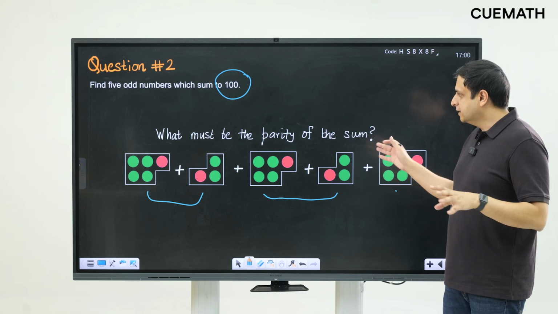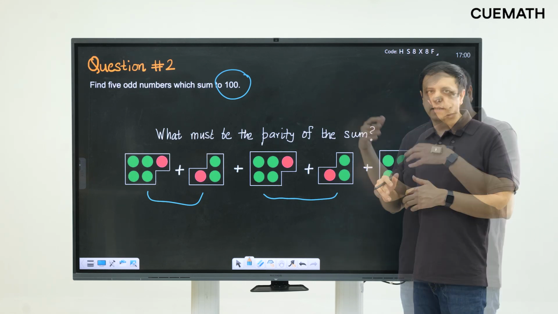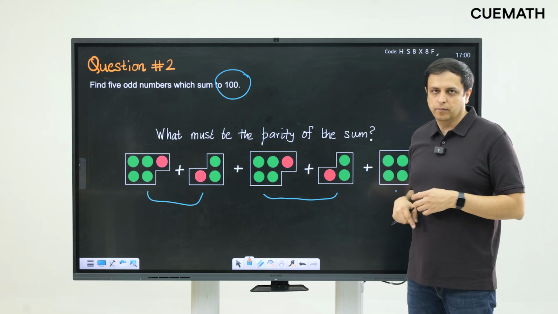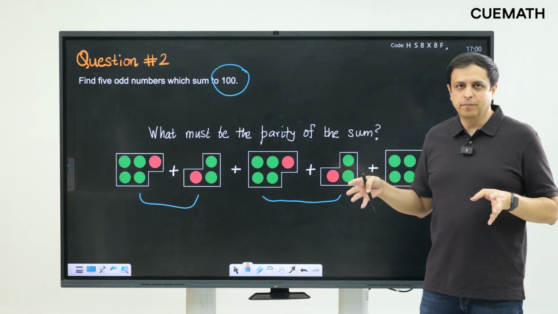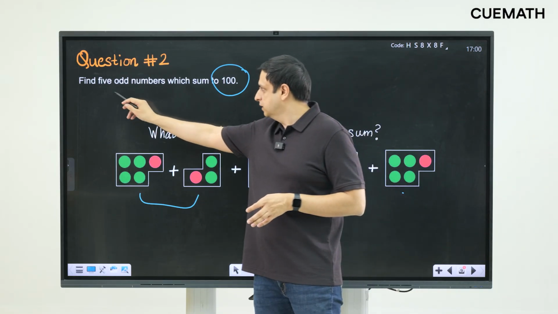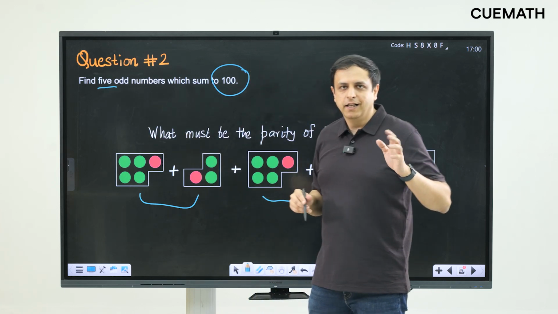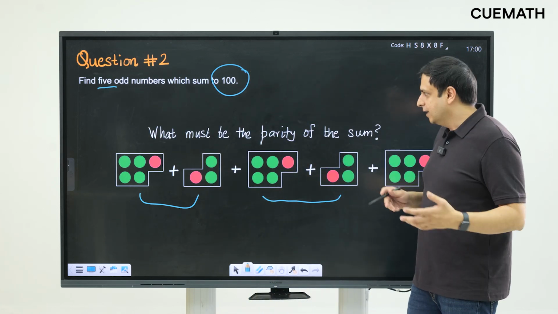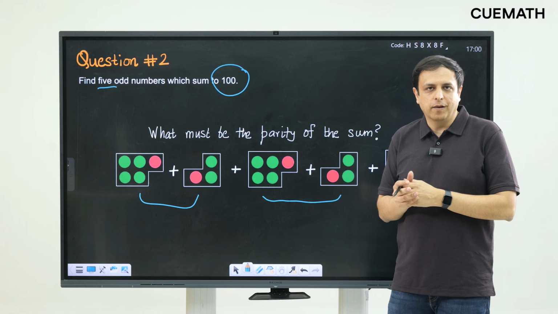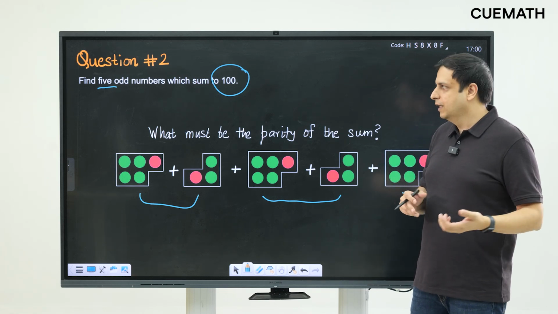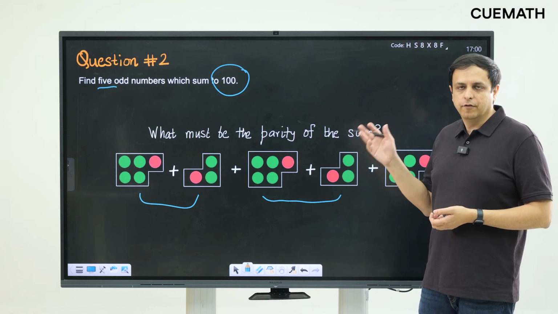In fact, any such question which says find so many odd numbers that sum to a number, if the number of numbers being asked of you, so in this case 5, in the previous case 3, is odd, then putting an odd number of odd numbers together will give you an odd number, and the sum can never be an even number therefore.